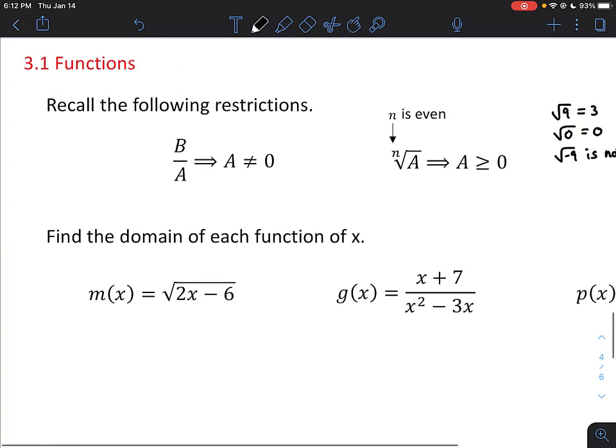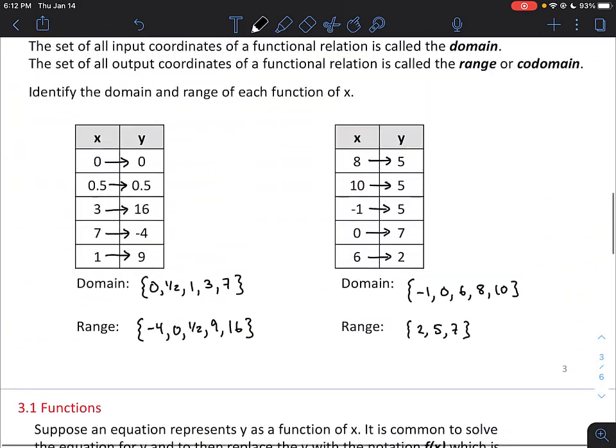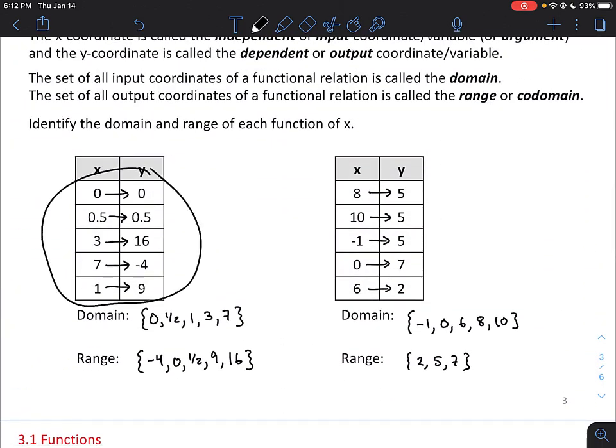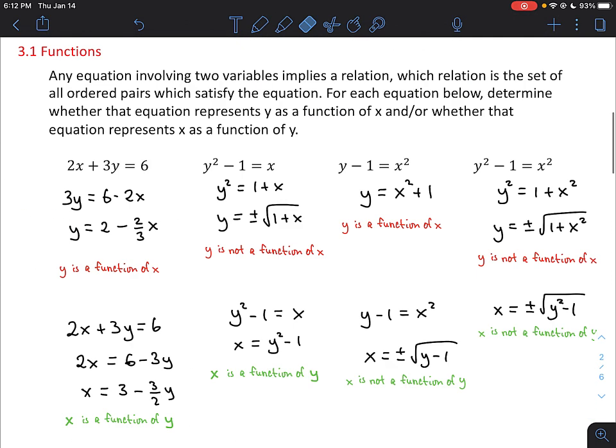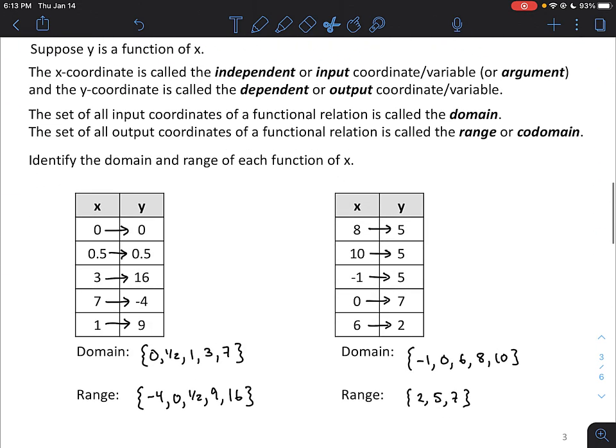Now, when we did domain up above, our function relationships were very few points. Just 5 points were in this one, and just 5 points were in this one. But typically, when you're working with an equation, like this equation right here, it represents infinitely many points in our relation. If I were to make a table of all the points that are satisfied by this equation, it would have infinitely many points in it. So it's very common to have an infinite set of points in the relation, not just a finite set like we saw with these tables.